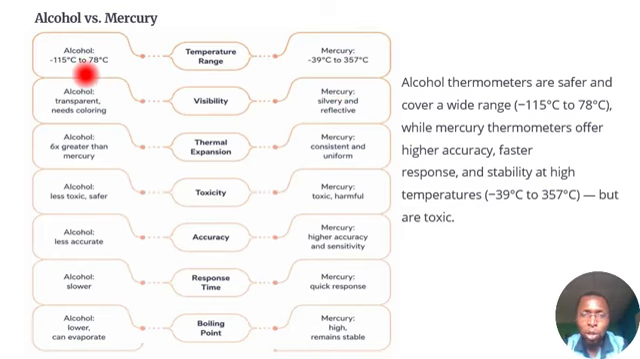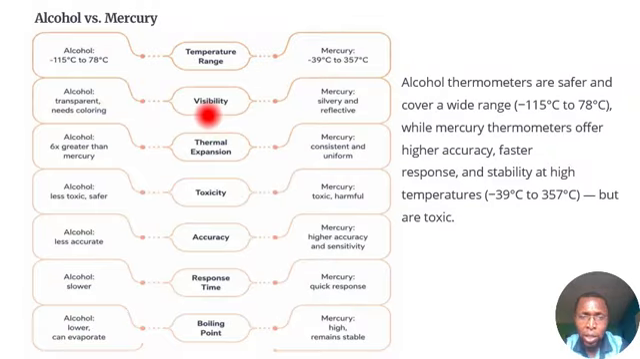But if you look at it also, the freezing point of alcohol is lower than that of mercury. So if you want to measure a very low temperature, alcohol will do it best. But if you want to go for a very high temperature, mercury will do it better because it has a very high boiling point.